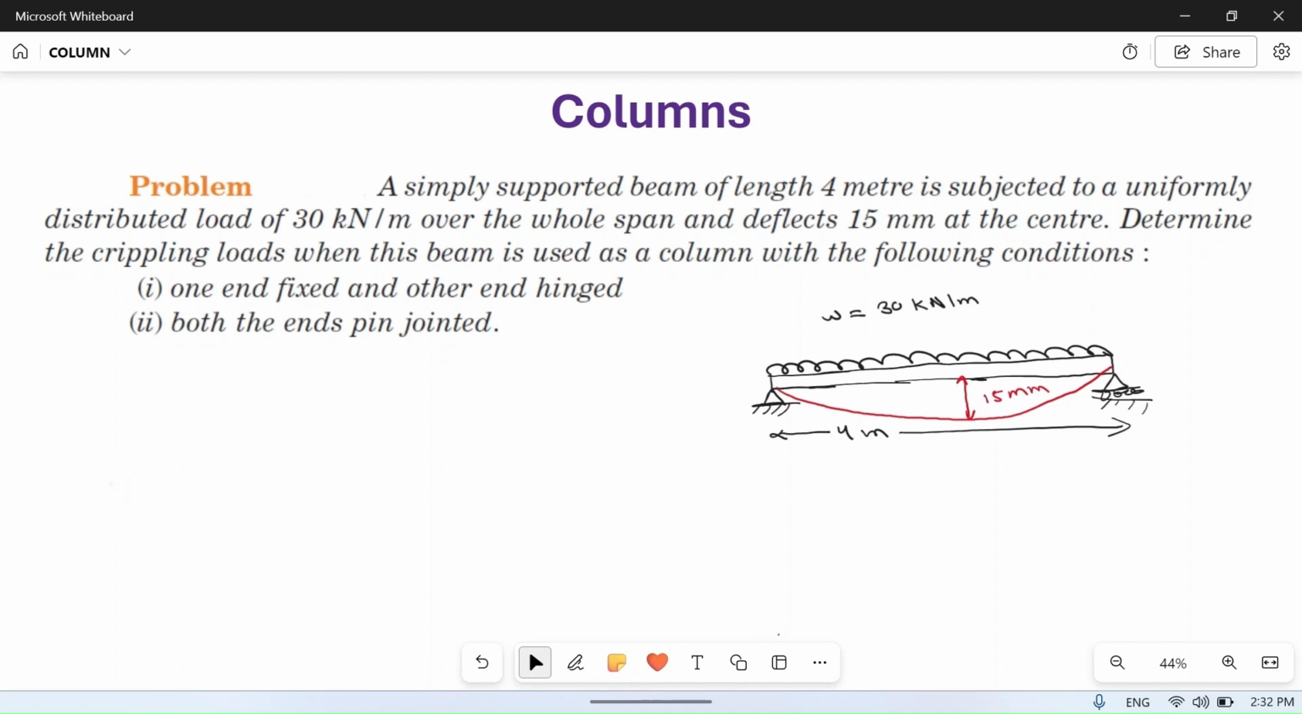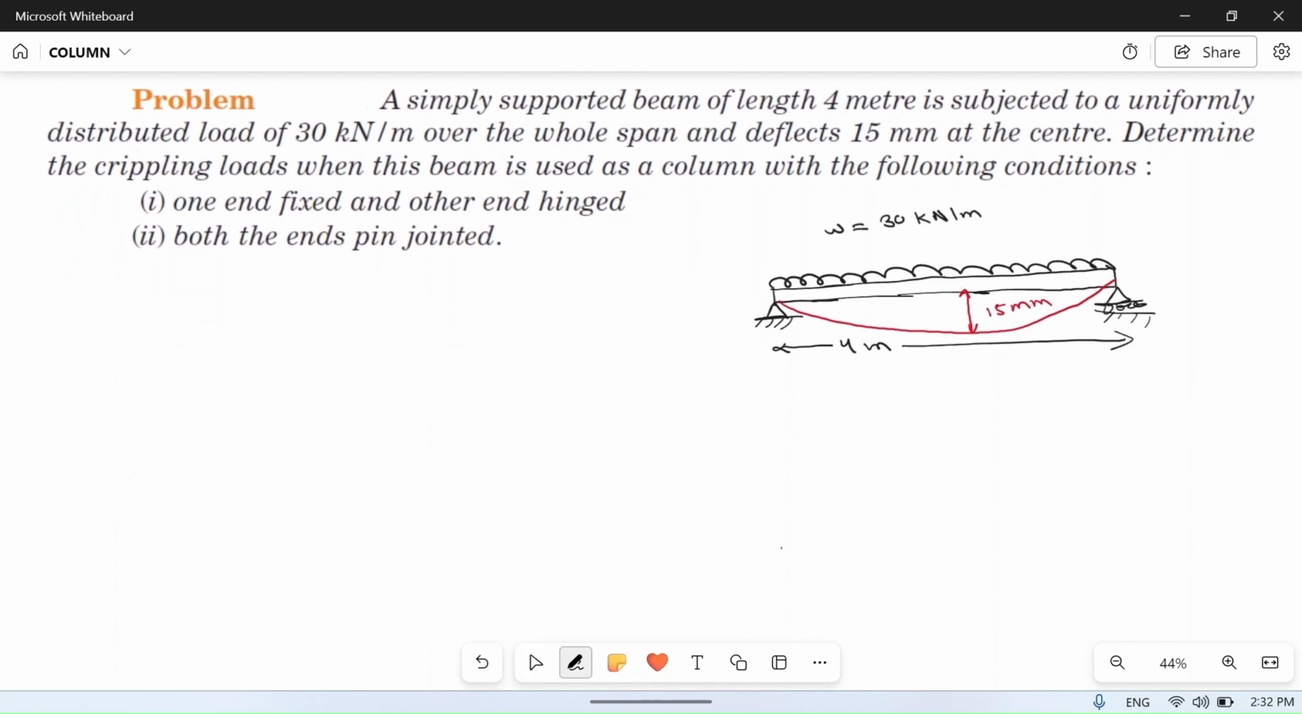So what is the difference between a beam and a column? A beam is usually loaded like this, perpendicular to its length, which is transverse loading. But a beam is mostly horizontal and a column is the vertical component. Okay, a column will be like this. So if we rotate this beam 90 degrees and load it axially, then it will become a column. Okay, so this beam is given to us so that we can find EI.